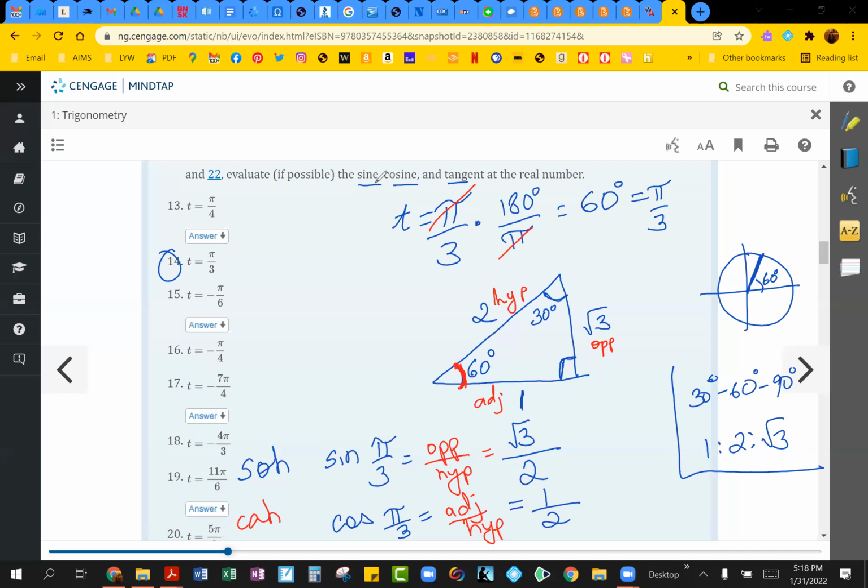I didn't space myself out properly. I guess I'm going to have to put the tangent function here. So tangent of pi over 3. Now remember, tangent is TOA. So TOA, opposite over adjacent.